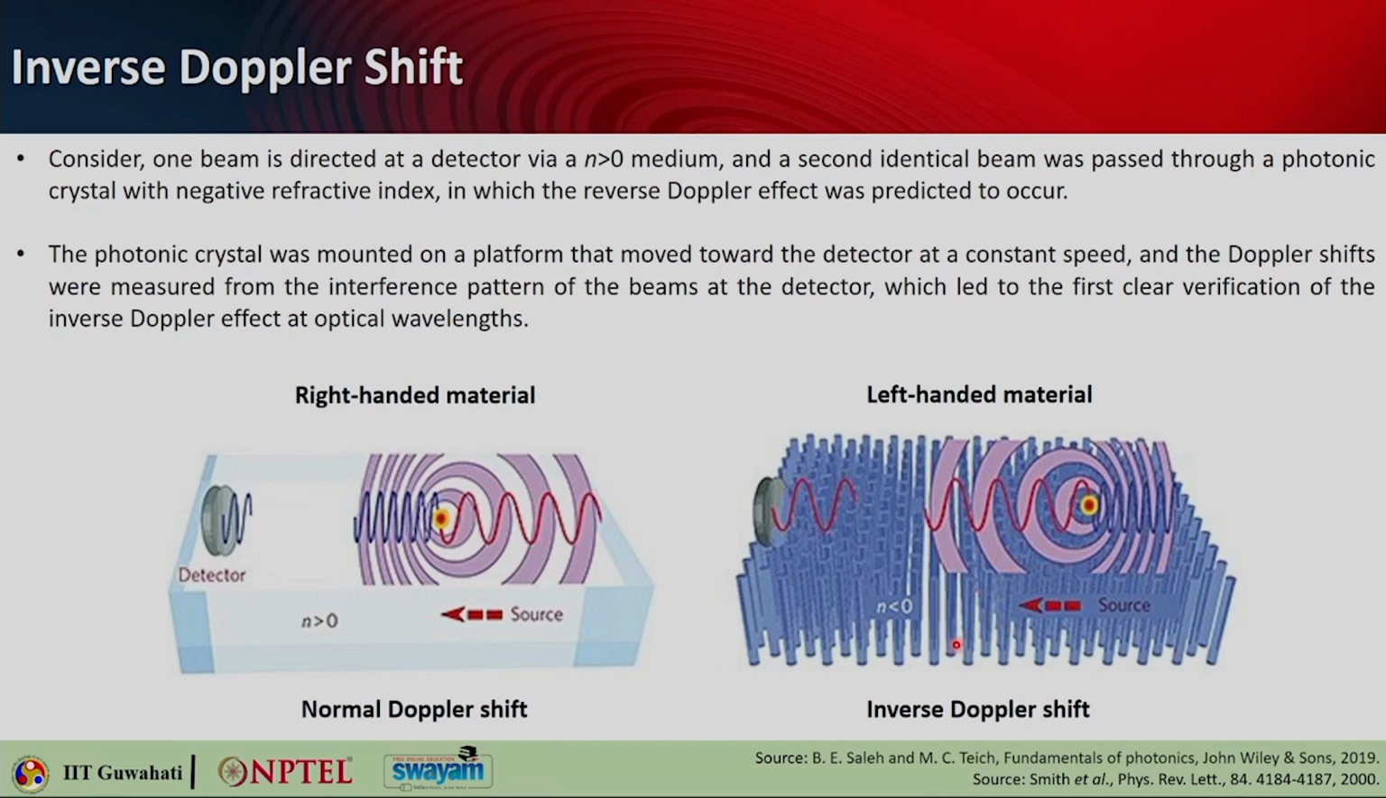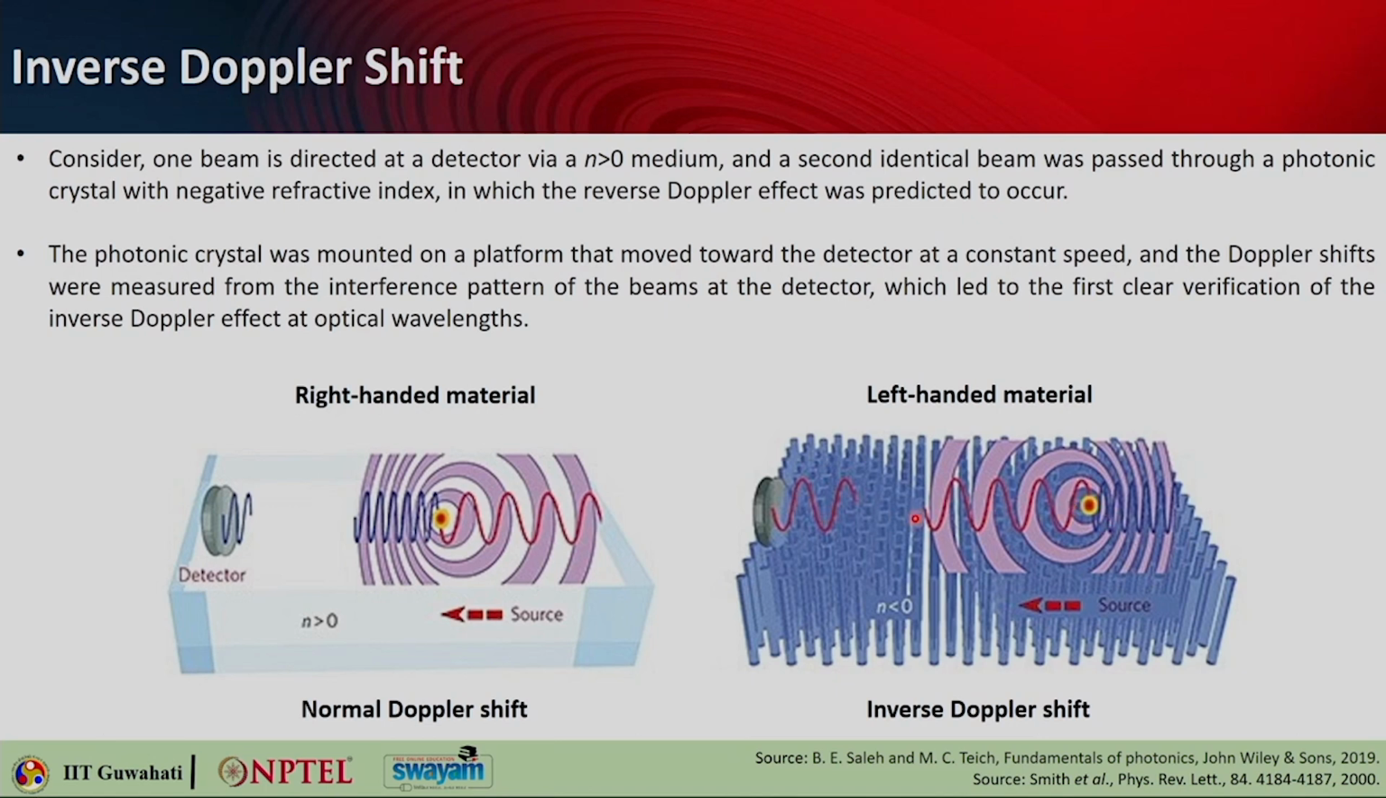Here the photonic crystal was mounted on a platform that moved toward the detector at a constant speed, and the Doppler shifts were measured from the interference patterns of the beams at the detectors. This gave us a clear verification of the inverse Doppler effect at optical wavelength. So, here when the source was moving towards the detector, you were seeing red shift instead of a normal blue shift.